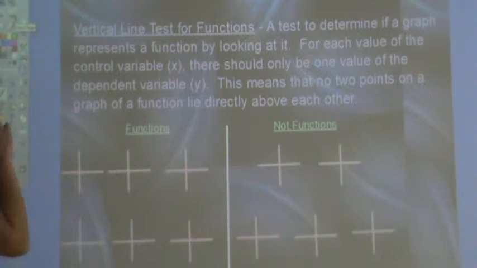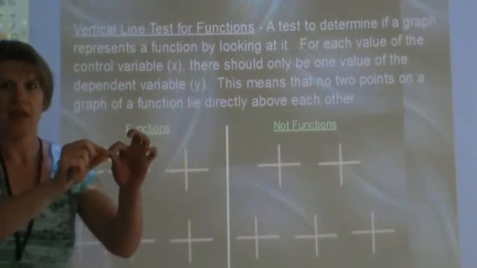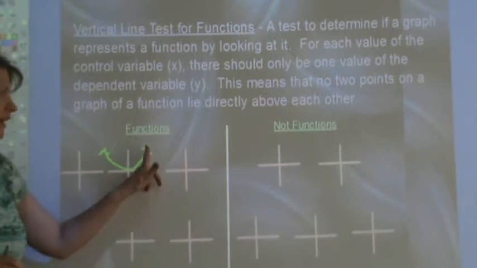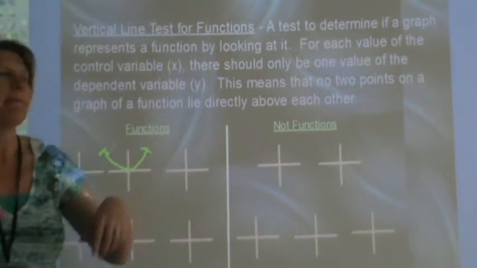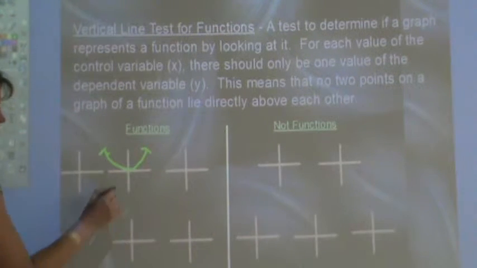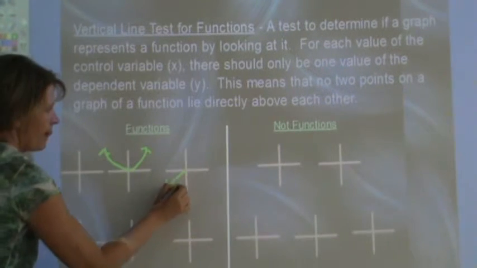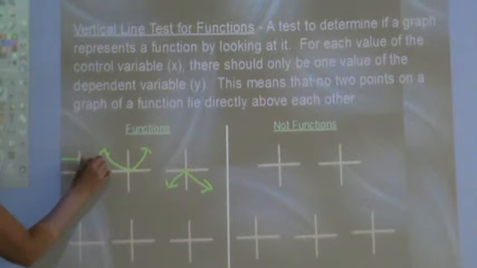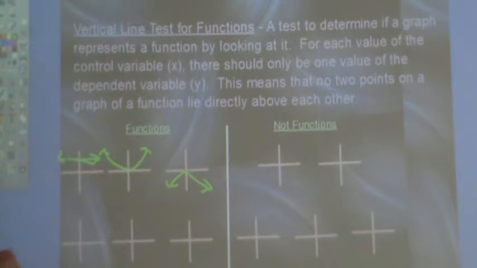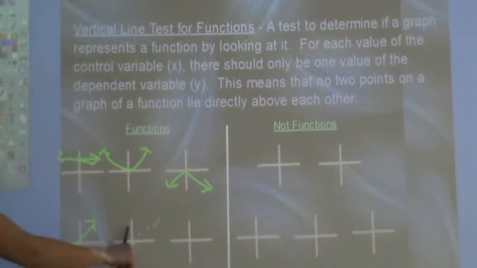A parabola would be another one. If you remember the parabola, it always gets wider and wider. It may look like there's a vertical line in there once it gets up here, but it's not. It always gets wider and wider. A V-shaped graph, remember we talked about that. A horizontal line would be a function. A diagonal line is a function. We could have a scatter plot like we did yesterday. As long as no 2 points lie above each other, it could be a function.